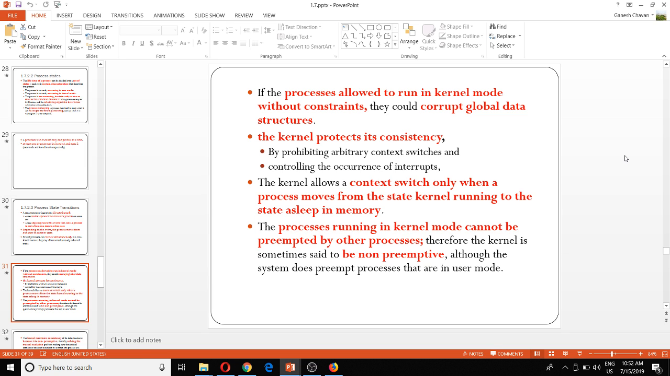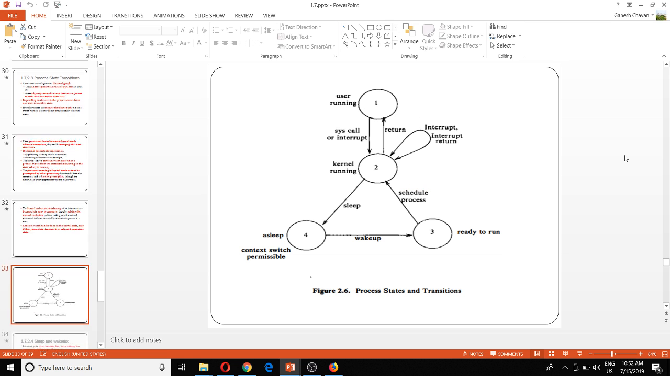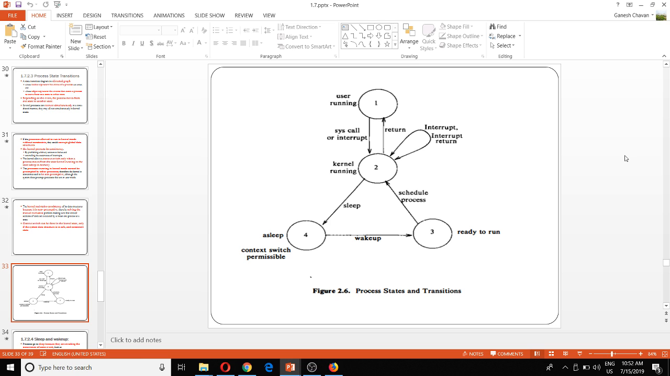Therefore, the kernel is sometimes said to be non-preemptive, although the system does preempt processes that are in user mode. The kernel maintains consistency of its data structures because it is non-preemptive, thereby solving the mutual exclusion problem, making sure that critical sections of the code are executed by at most one process at a time. A context switch can be done in the kernel state only if the system and data structures are in a safe and consistent state. Now, if you look at the diagram, the states 1, 2, 3, 4 are given here.